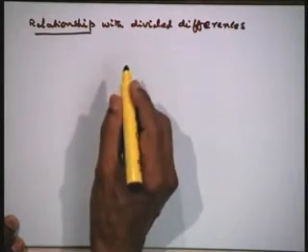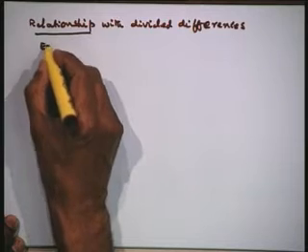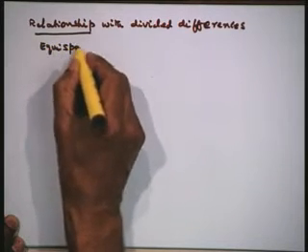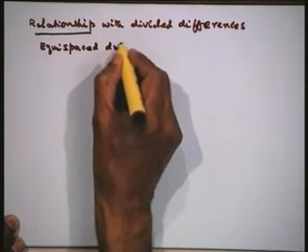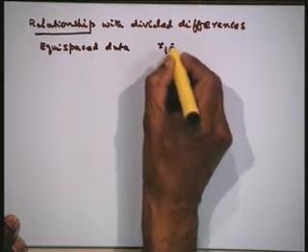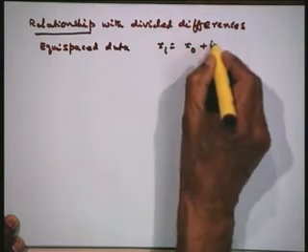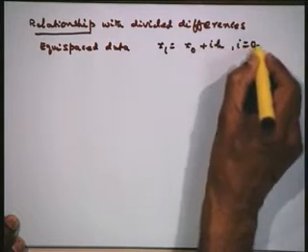What we are considering is the equispaced data. We must remember that we are using the equispaced data, that is x_i is equal to x naught plus i times h, and i running from 0 to n.